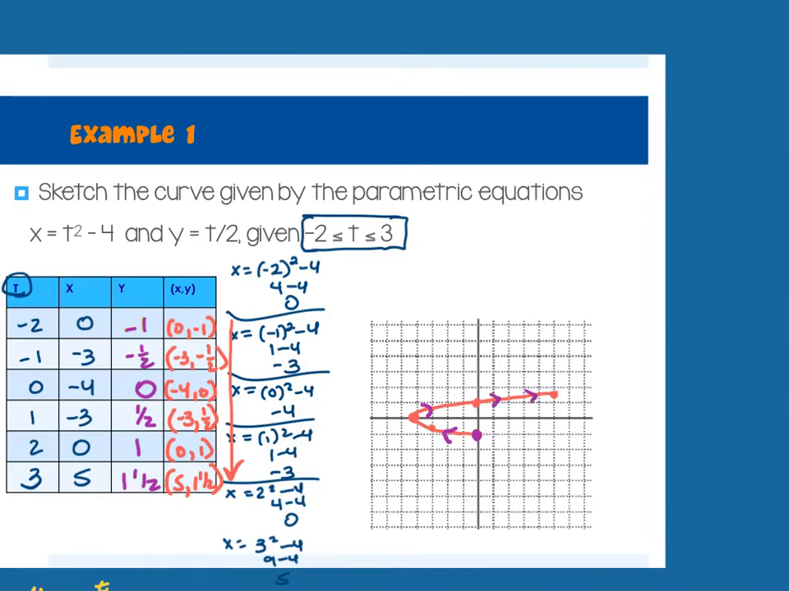There's no specific amount of arrows that you need, but you just need them pointing away from the first point you got from plugging in the smallest t and towards the last point you got by plugging in the largest t.